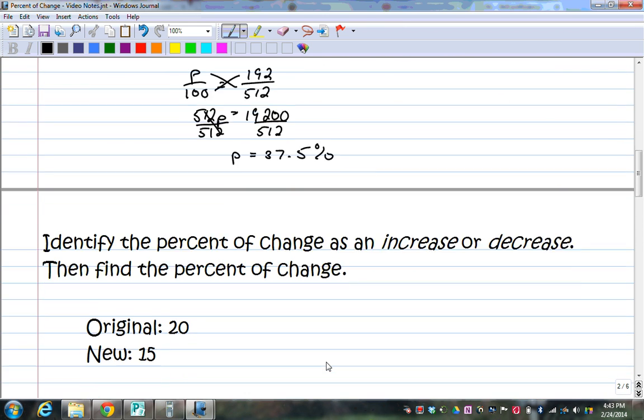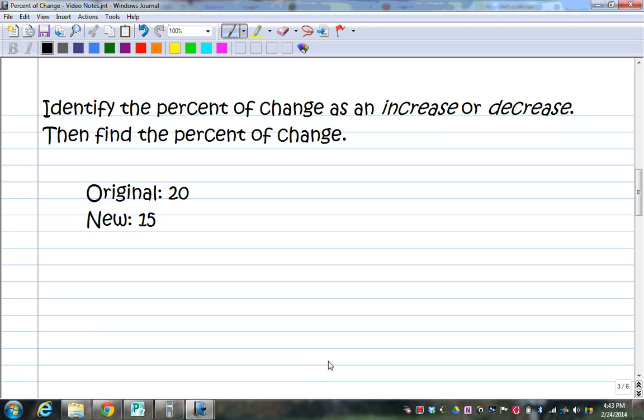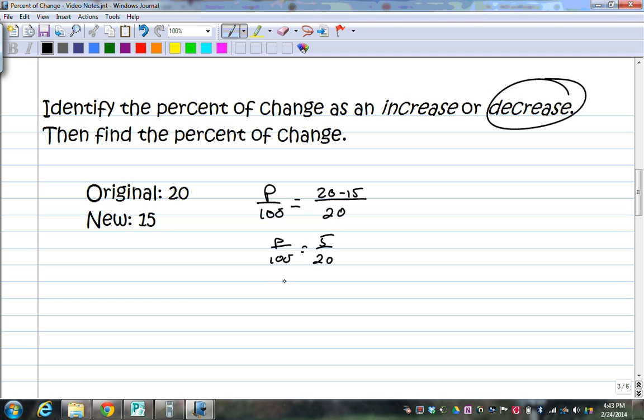All right, the next problem, and you're going to run into these too. You're going to say, all right, well, identify it as an increase or a decrease, and then find the percent of change. All right, well, this isn't bad because originally you had 20, now you have 15. You have less than you did before, so it's a decrease. And then to find a percent, start with P over 100 is equal to, subtract the two numbers, put it over the original. So I have P over 100 is equal to 5 over 20. Cross multiply, I get 20P is equal to 5,000. Divide by 20 on both sides. And P then is equal to 25%.